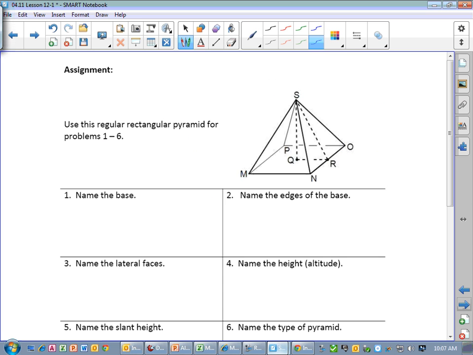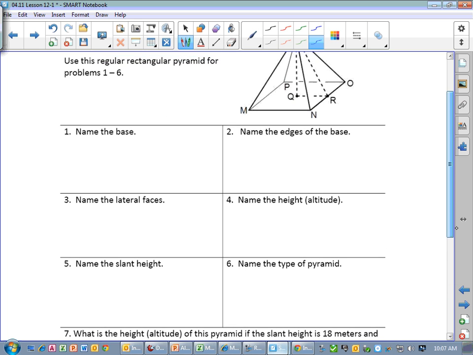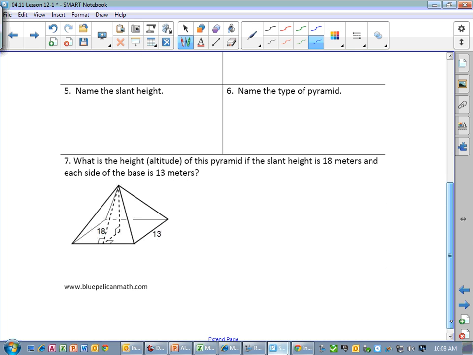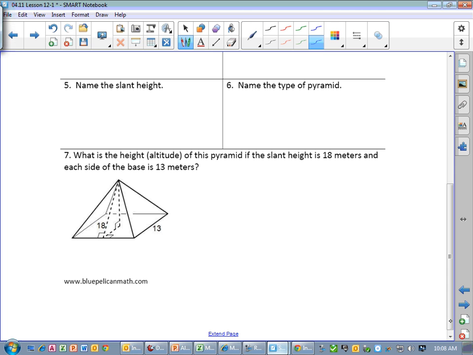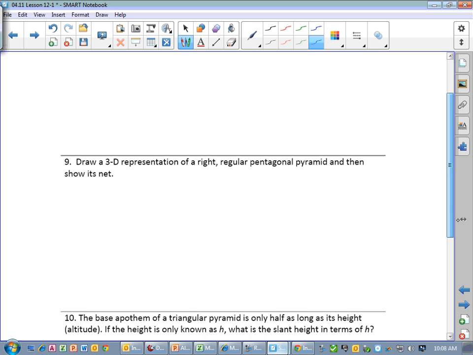Okay, so go ahead and take a look at the assignment really quick. The first 6, you're just identifying parts. Number 7, finding the height given the slant height. Number 8, pay attention to the special shape. It's a hexagonal pyramid, and you're given the perimeter.